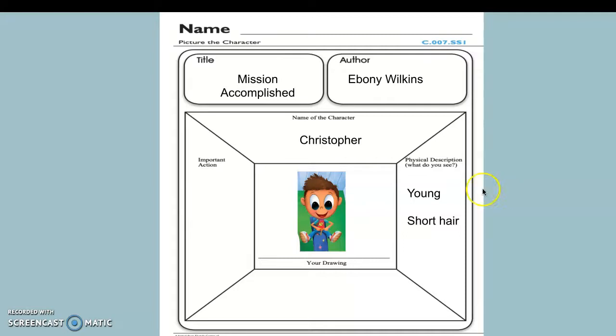Awesome. And now we have to find an important action or something that he said or did that helps us understand the character better. So we are going to go back into the story.